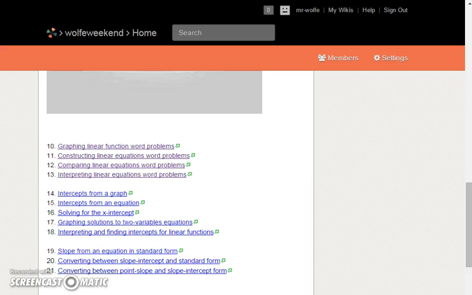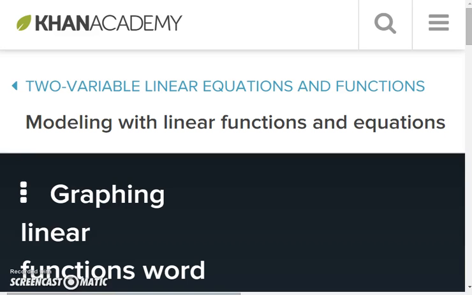Alright, so I'm just going to go ahead and make recordings. Not everybody is up to 10 through 13, so I'm going to make recordings to put online for them. And let's start with number 10. Graphing linear function word problems.